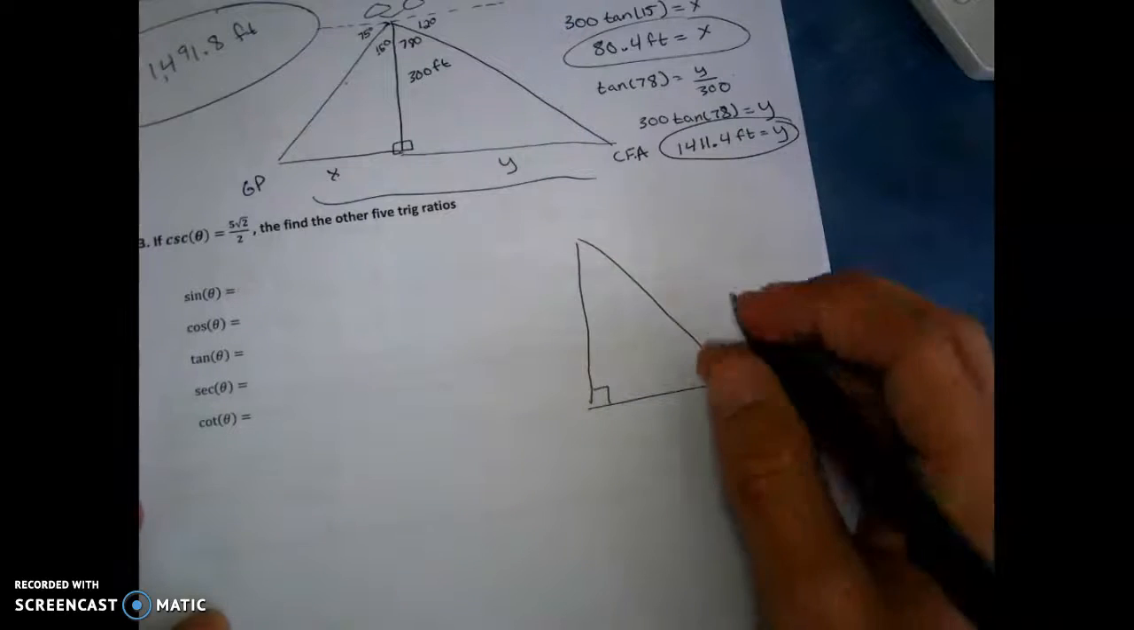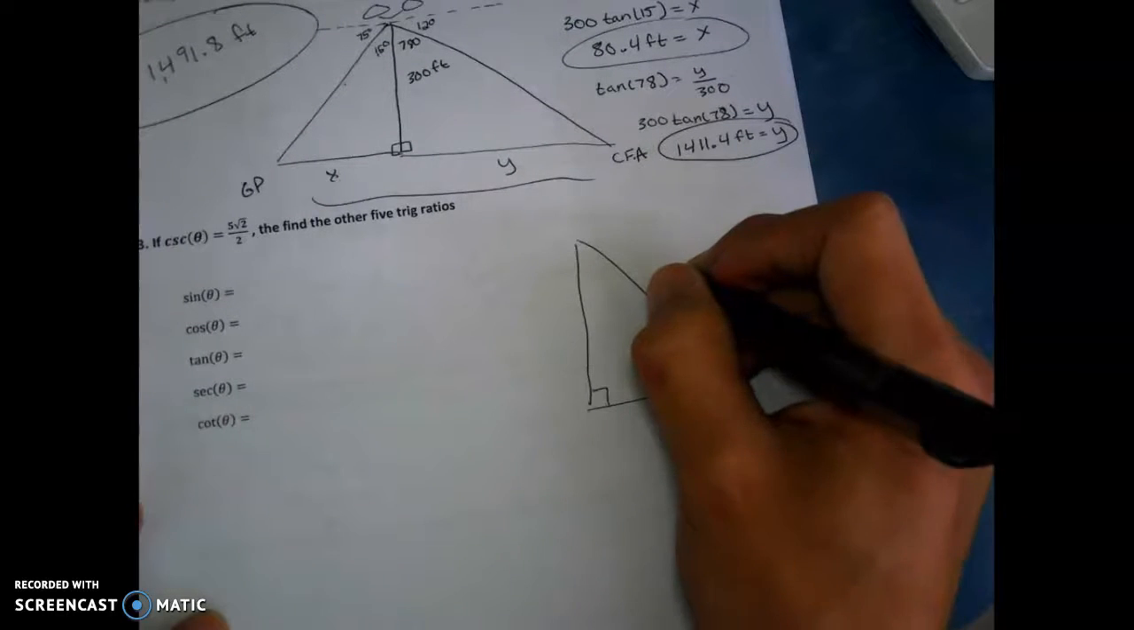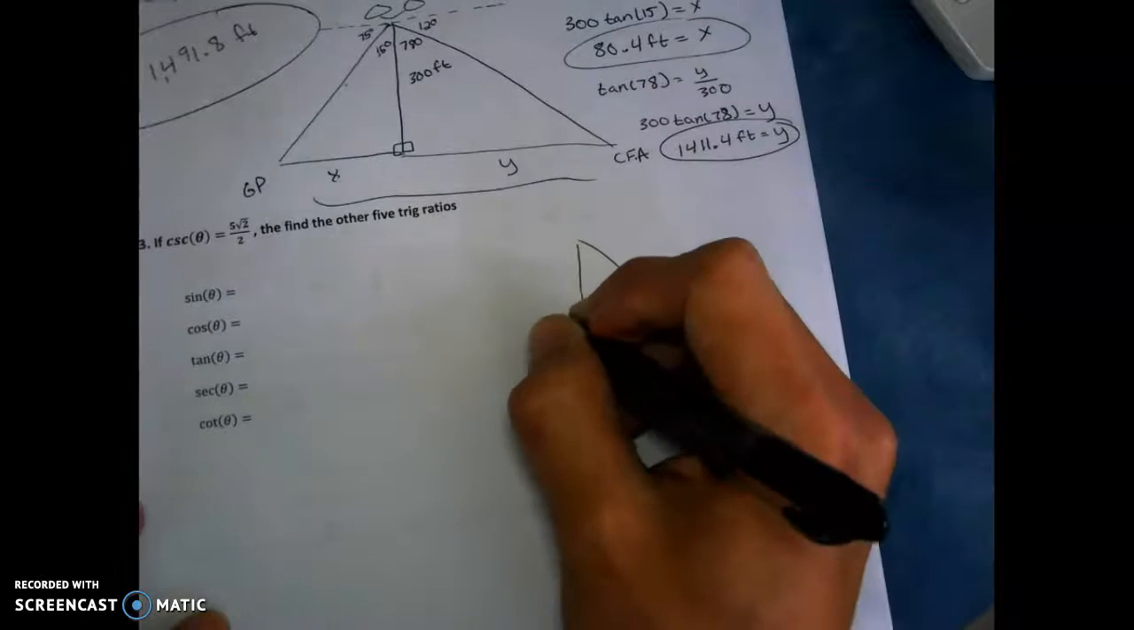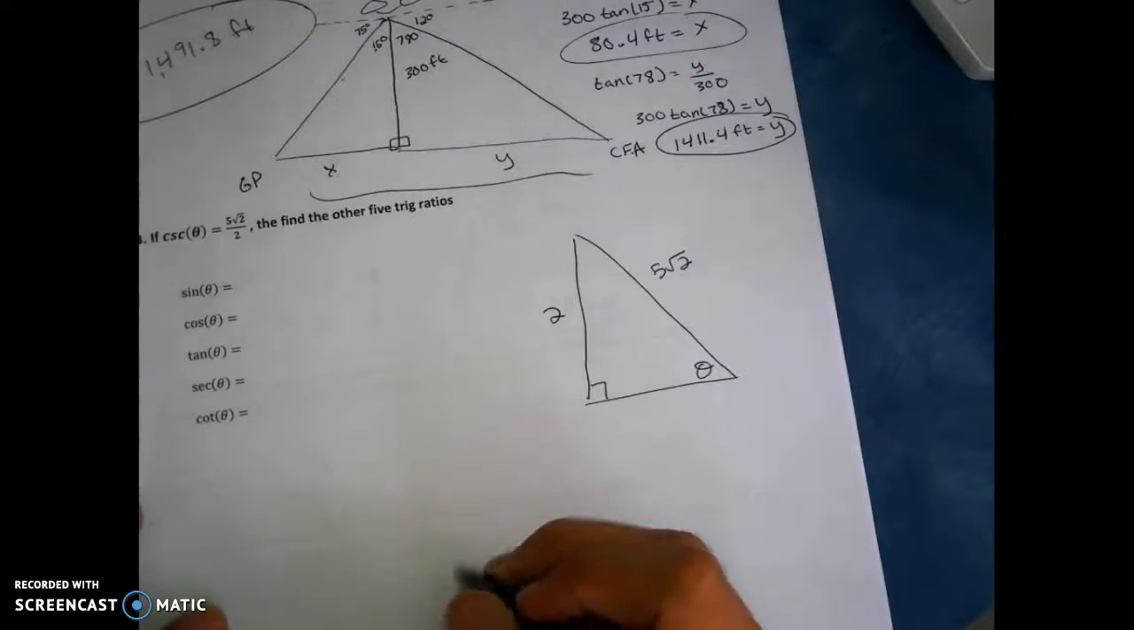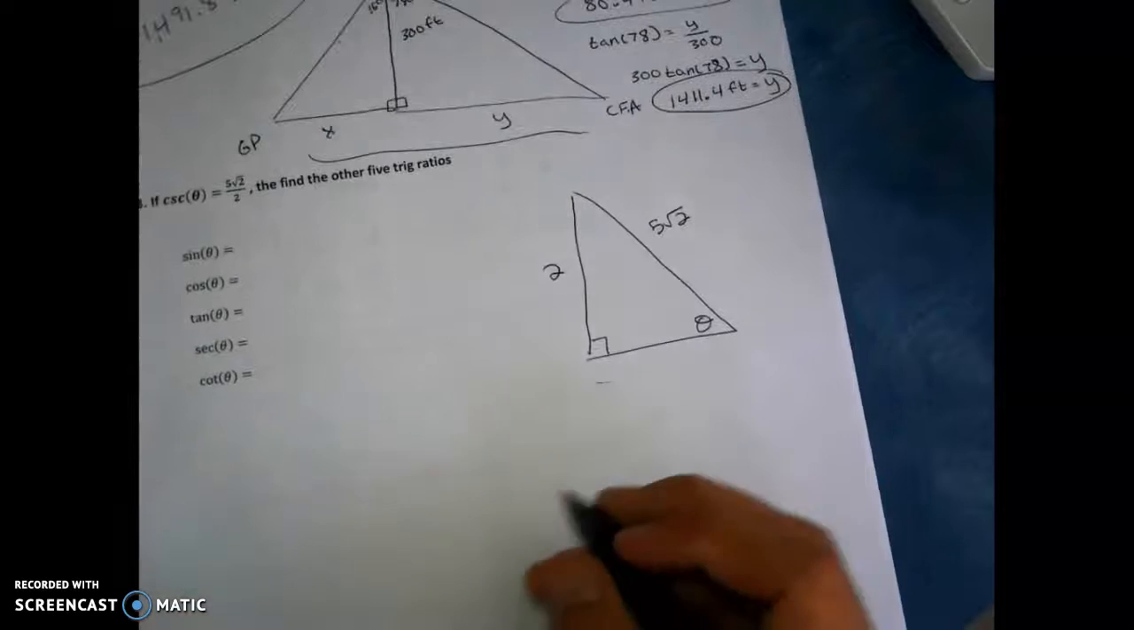So my right angle, we'll call this theta. That means this is 5 times the square root of 2, and this is 2. Okay, now we got to find this other side here. We're going to use Pythagorean Theorem.